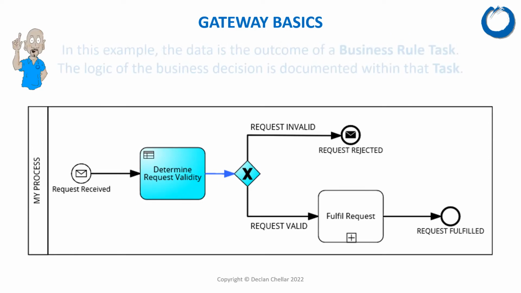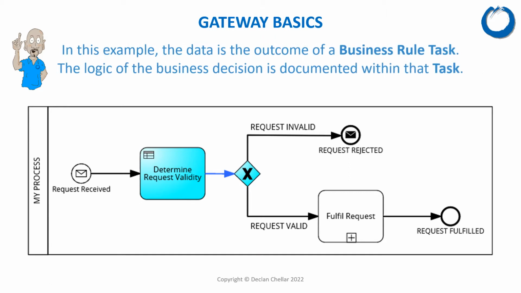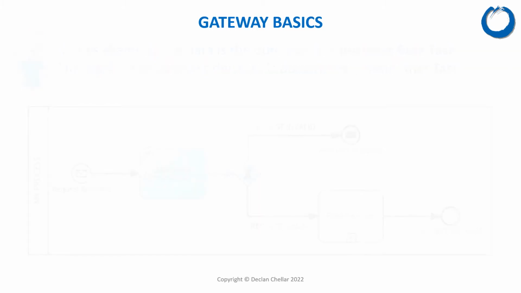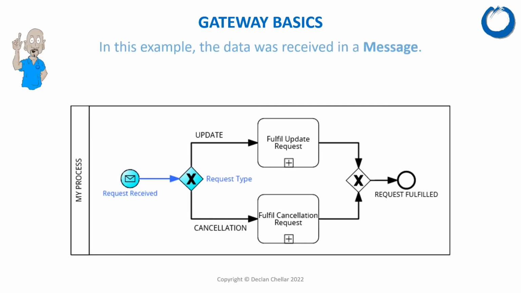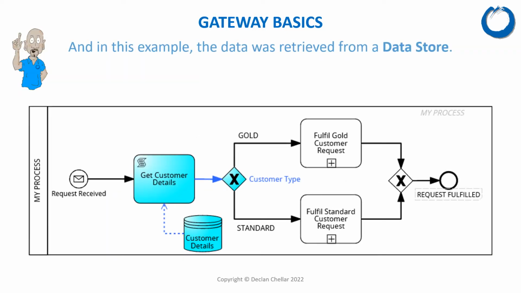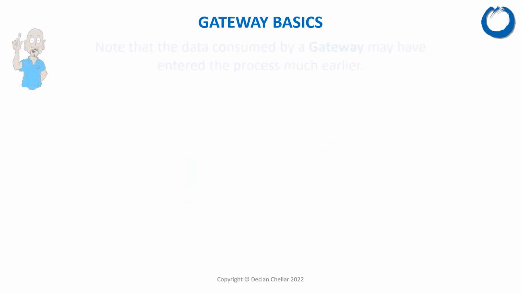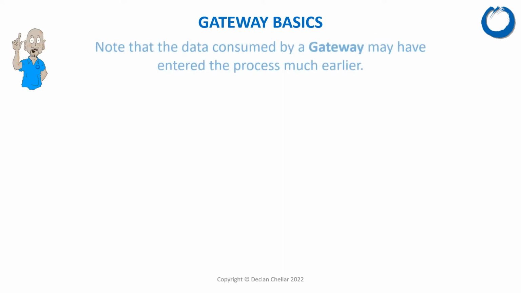In this example, the data is the outcome of a business rule task. The logic of the business decision is documented within that task. In this example, the data was entered by a human in a user task. In this example, the data was received in a message. And in this example, the data was retrieved from a data store. Note that the data consumed by a gateway may have entered the process much earlier.